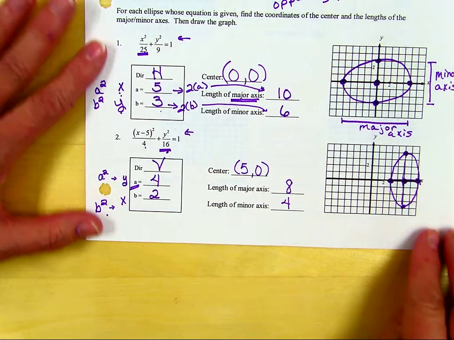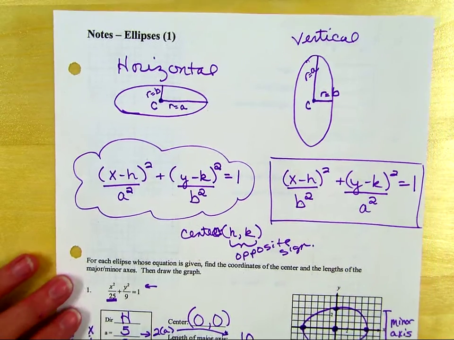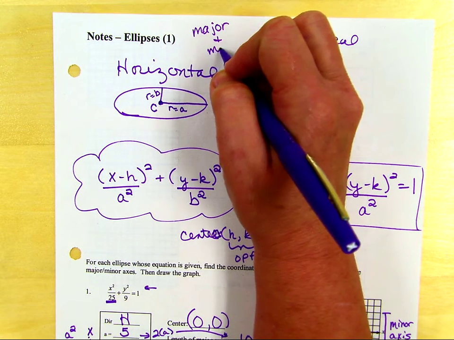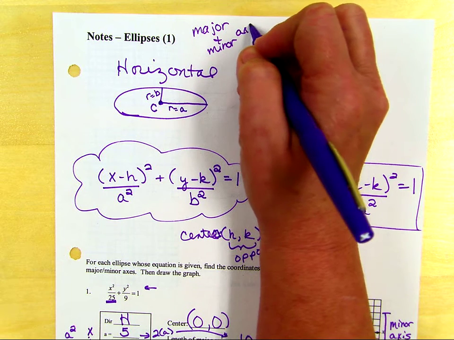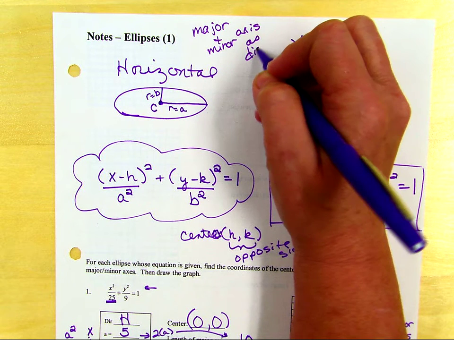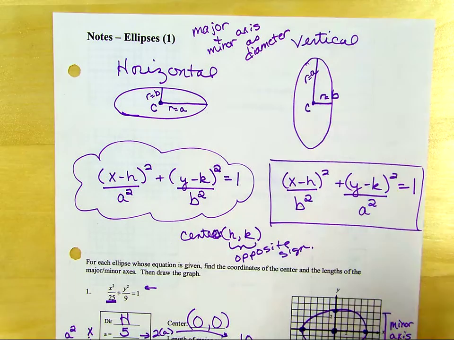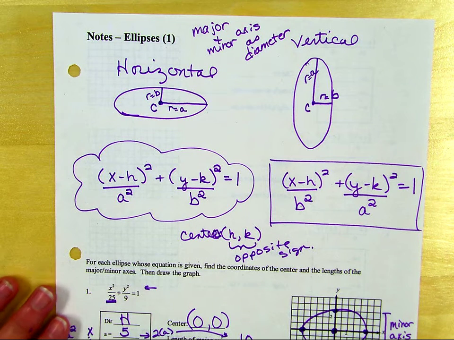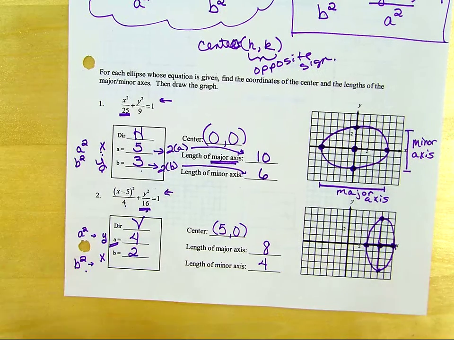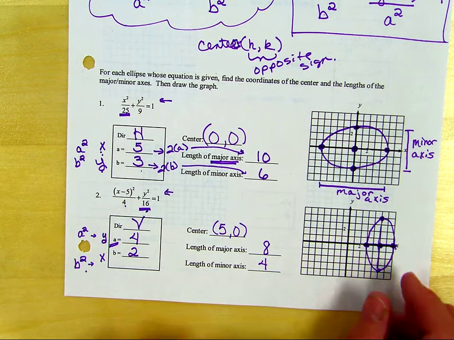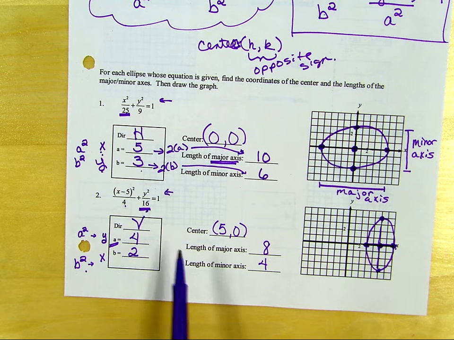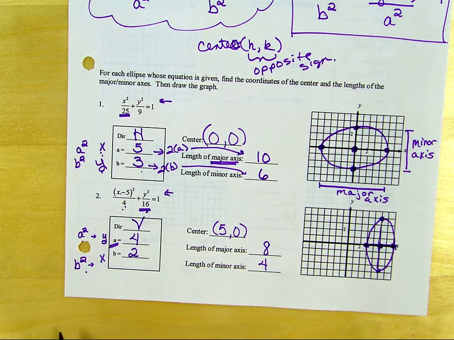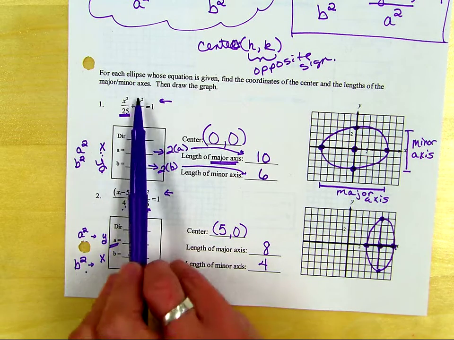Okay, I'm going to make a little note up at the top. You can kind of think of the major and minor axis as the diameter. They're just like the diameter. You know the diameter is twice the radius. The major and minor axis are twice the major radius and twice the minor radius. Okay. It's really pretty straightforward. Really the important thing is to notice under the X I travel 2. Under the Y I travel 4. Under the X, I travel 5. Under the Y, I travel 3.